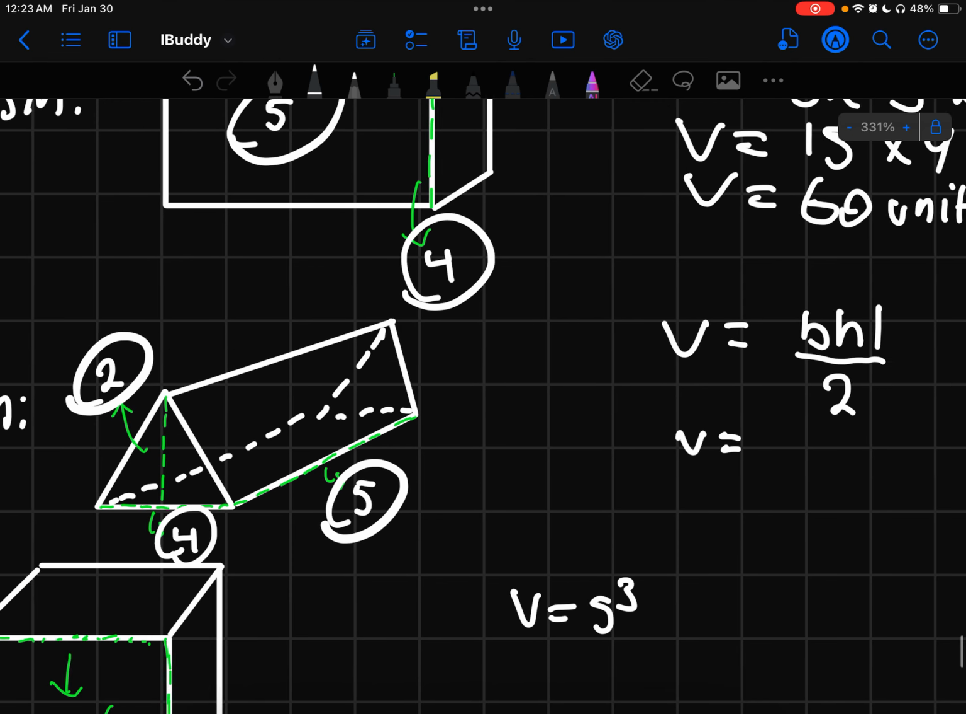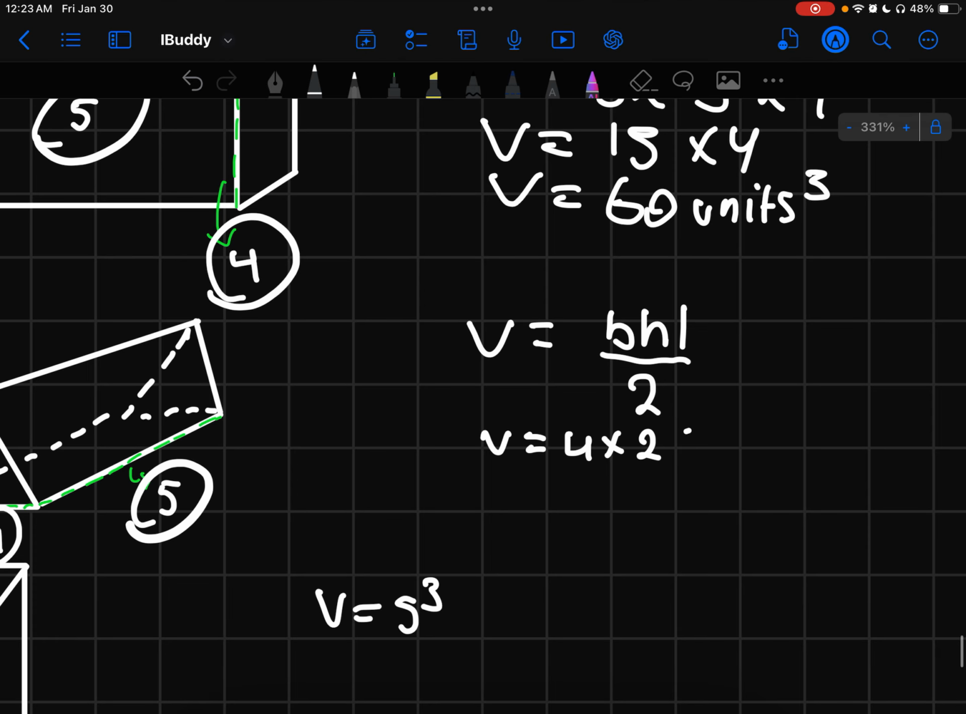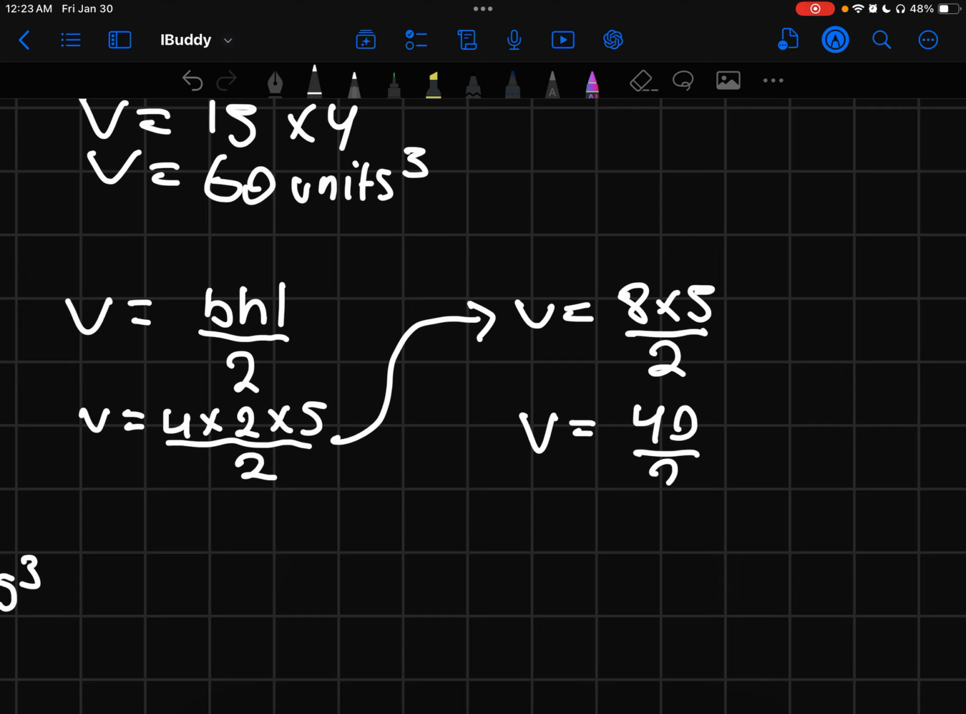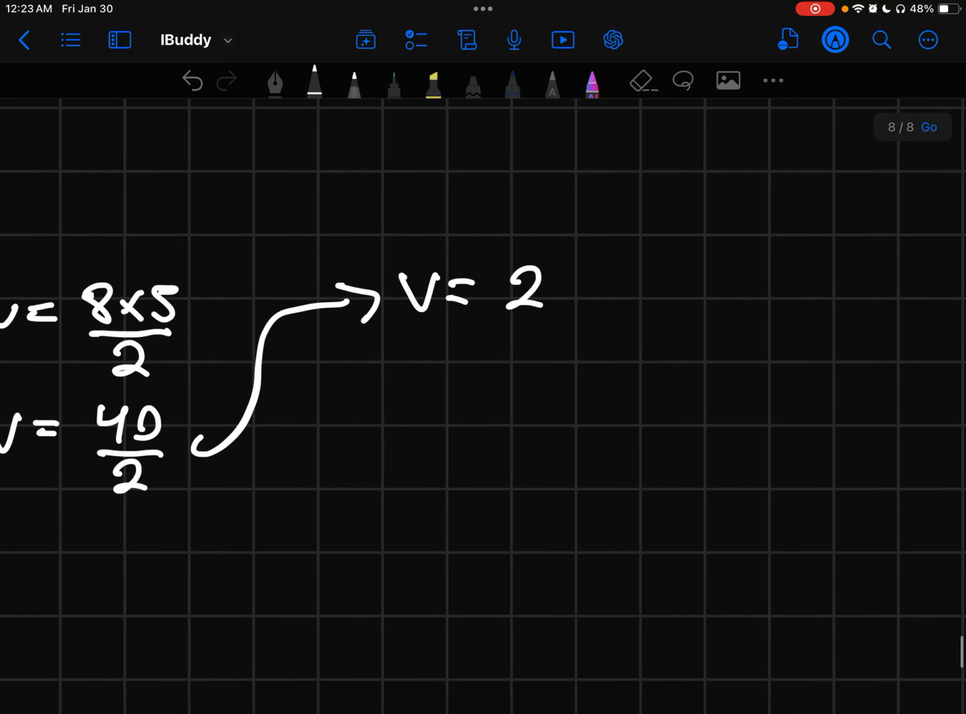V is equal to 4 times 2 times 5 divided by 2. Volume is equal to 8 times 5 divided by 2. The volume is equal to 40 divided by 2, and that means that the volume is equal to 20 units cubed.